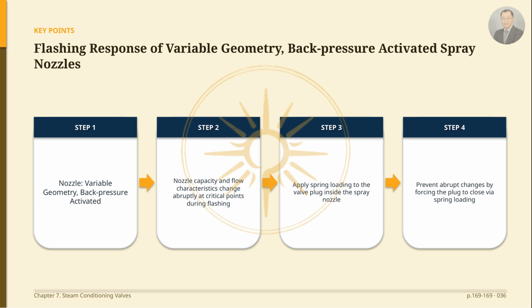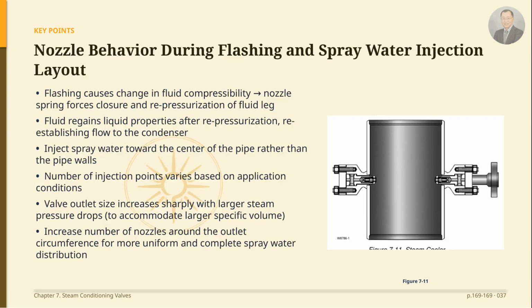I will now explain the flashing response structure of the variable geometry, back pressure activated spray nozzle mentioned earlier. If the downstream steam pressure drops below the saturation level and the spray water flashes, the nozzle capacity and flow characteristics change abruptly at a critical point in the operation. To prevent this, a spring load is applied to the plug inside the spray nozzle. When flashing occurs, this spring load forces the plug to close, thereby blocking the sudden change in nozzle capacity. Let's look at the behavior of the nozzle and the spray water injection method when flashing occurs.